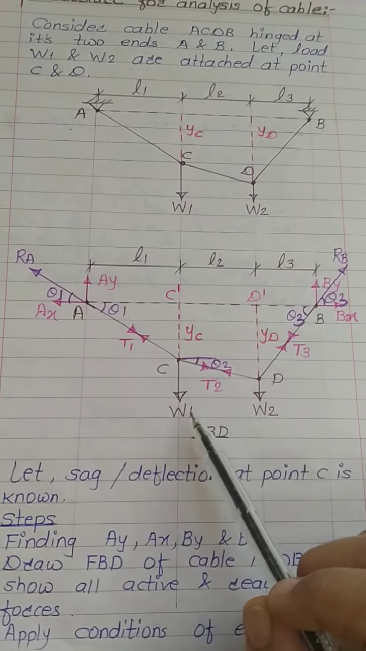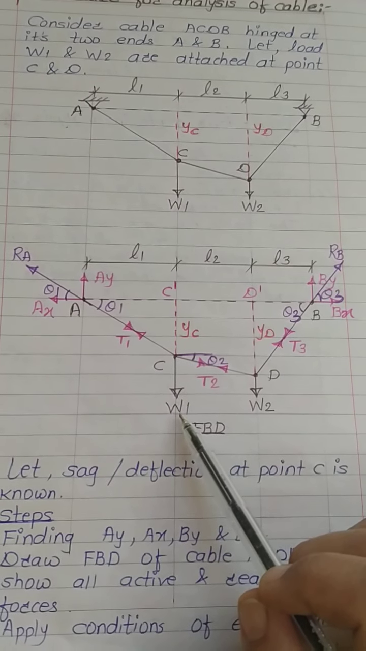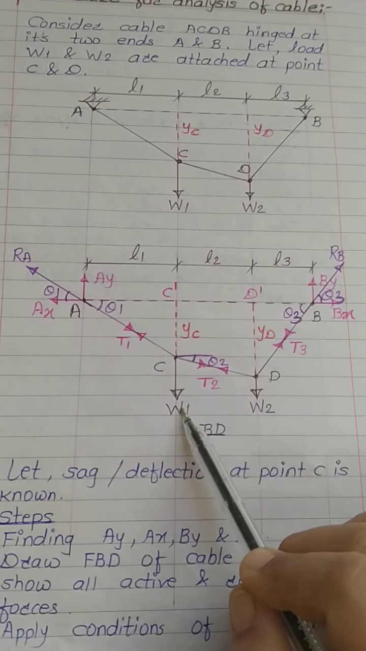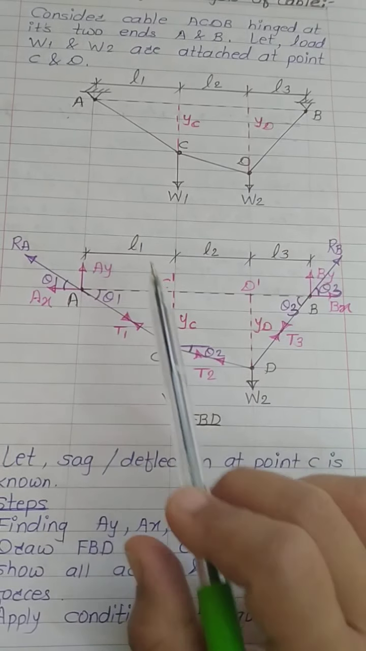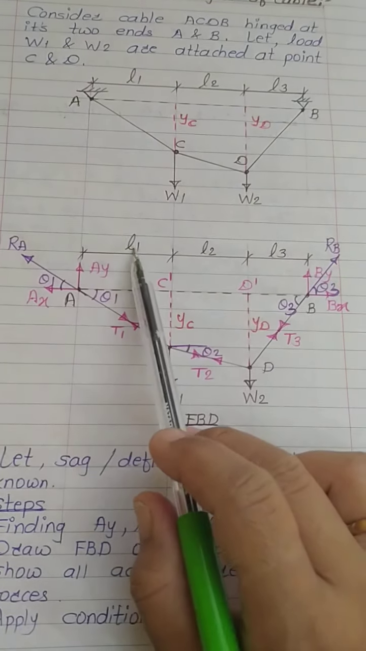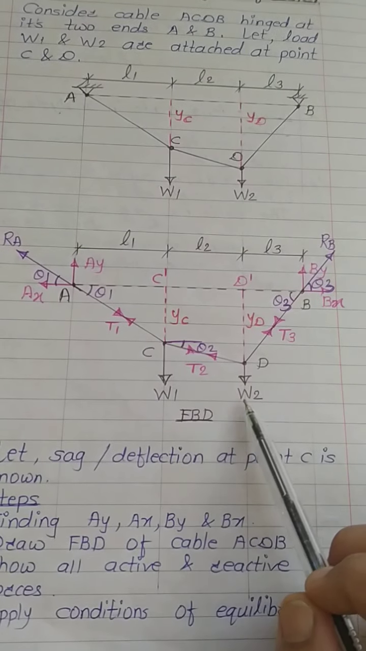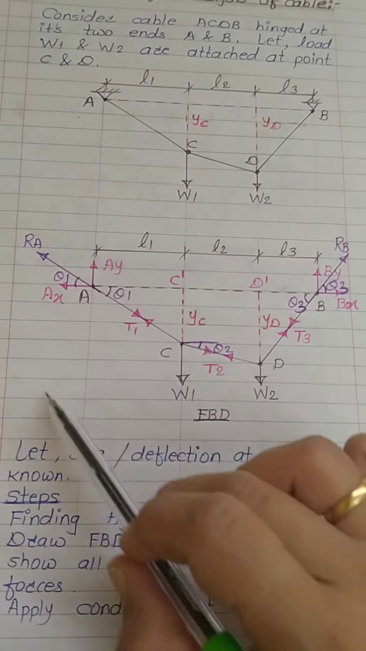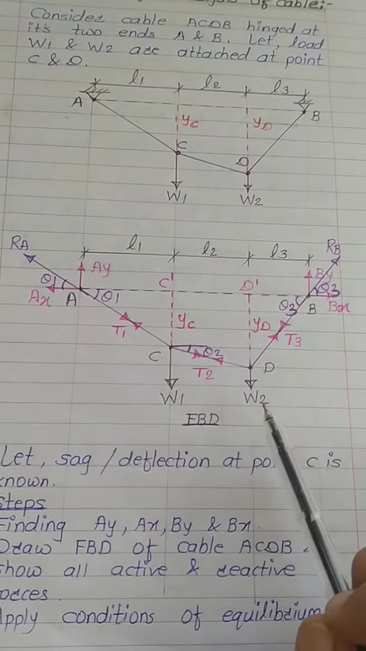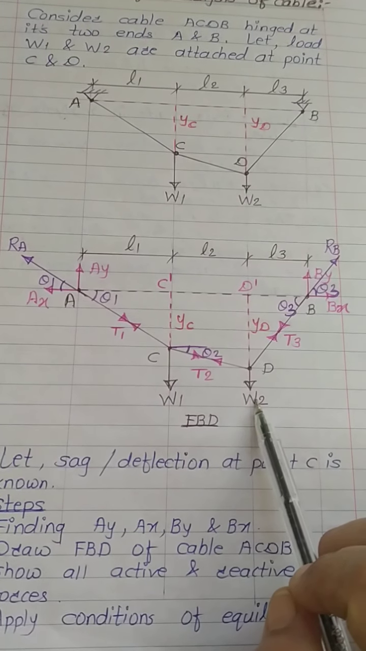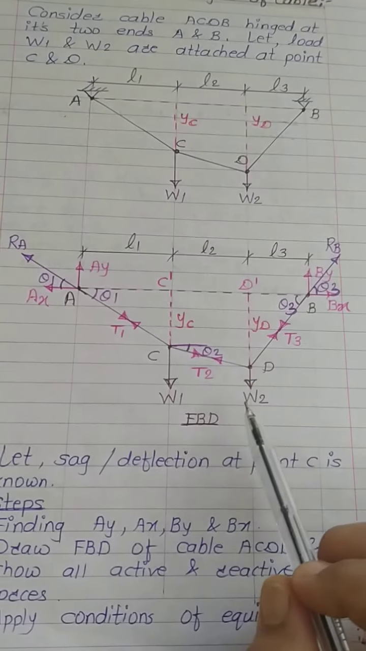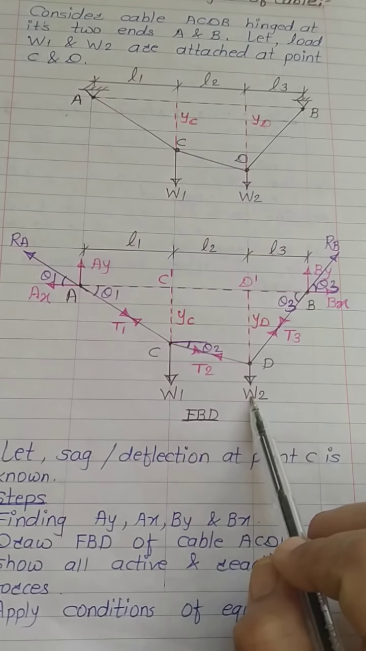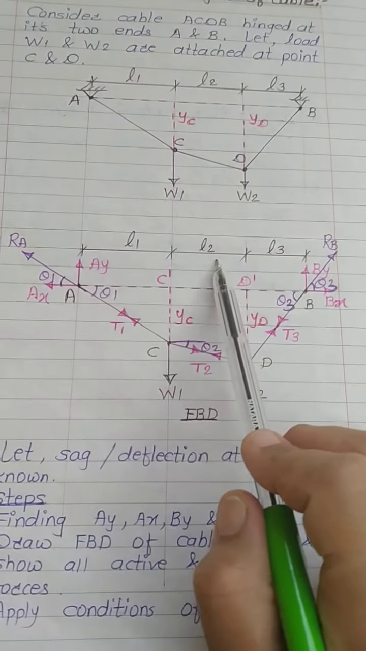Moment is the product of force into distance. So the moment will be minus W1 into its distance from point A, which is L1. So this will become minus W1 into L1. Next force is W2. Again it is going to create a clockwise moment. So W2 into its distance from point A, which will be L1 plus L2. So it will become minus W2 into (L1 plus L2).